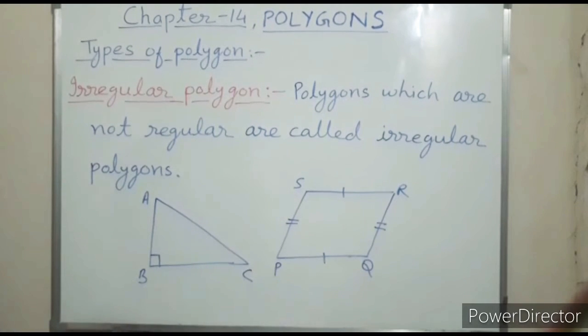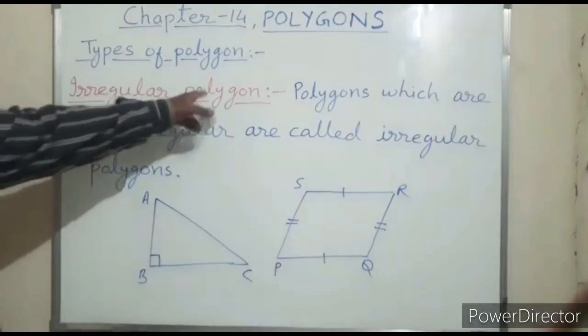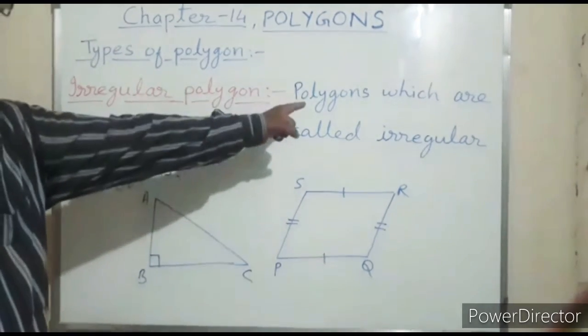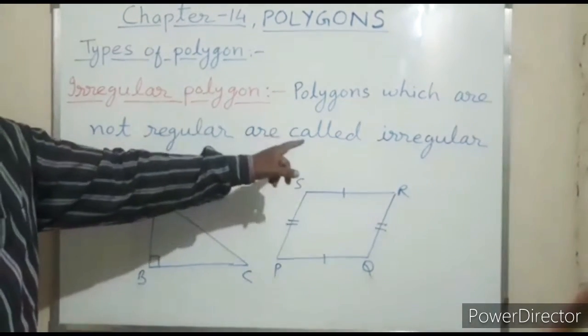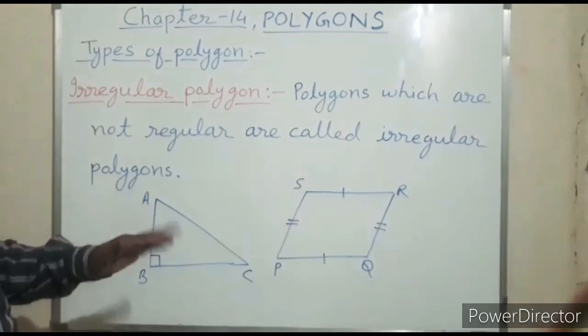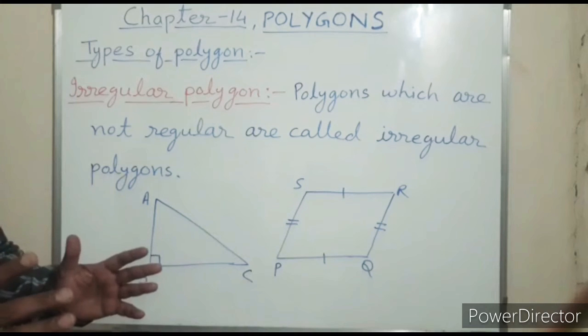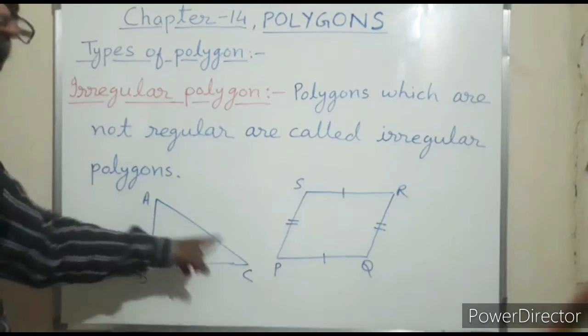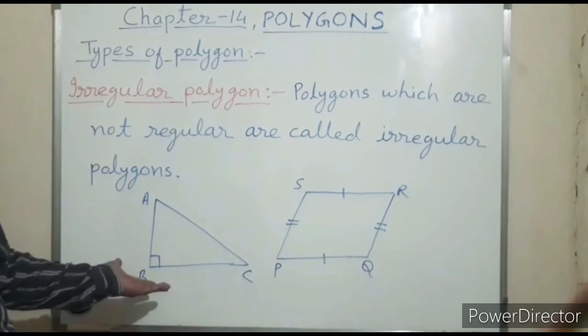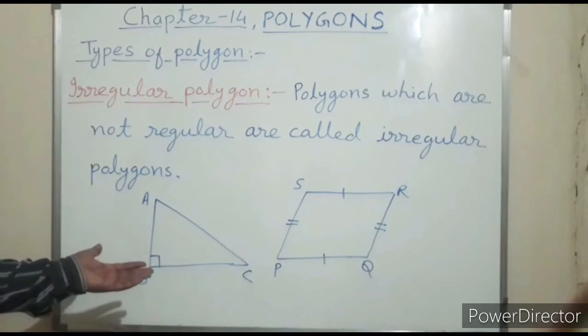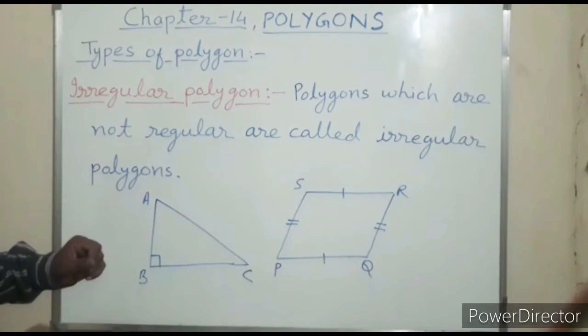The next type of polygons are irregular polygons. Polygons which are not regular are called irregular polygons. In other words, if in any polygon the sides do not have the same length and their angles are also different, such polygons are called irregular polygons.